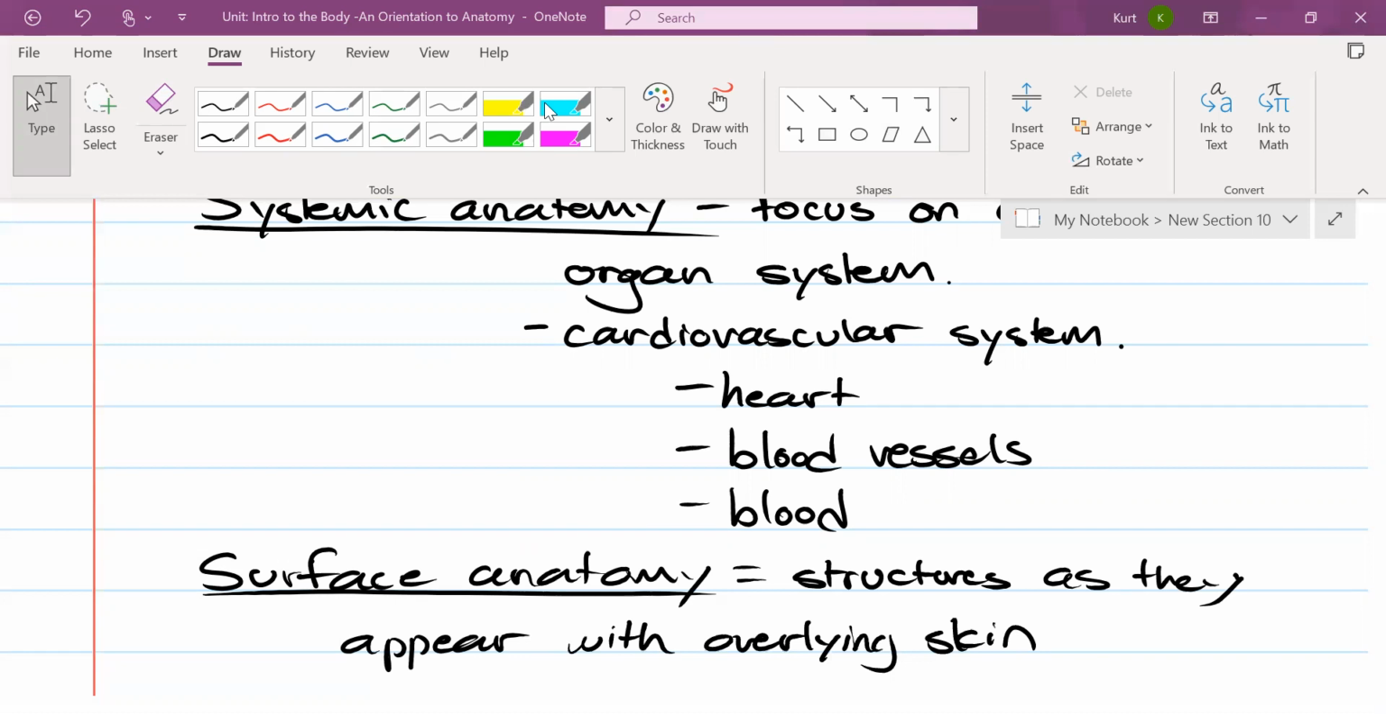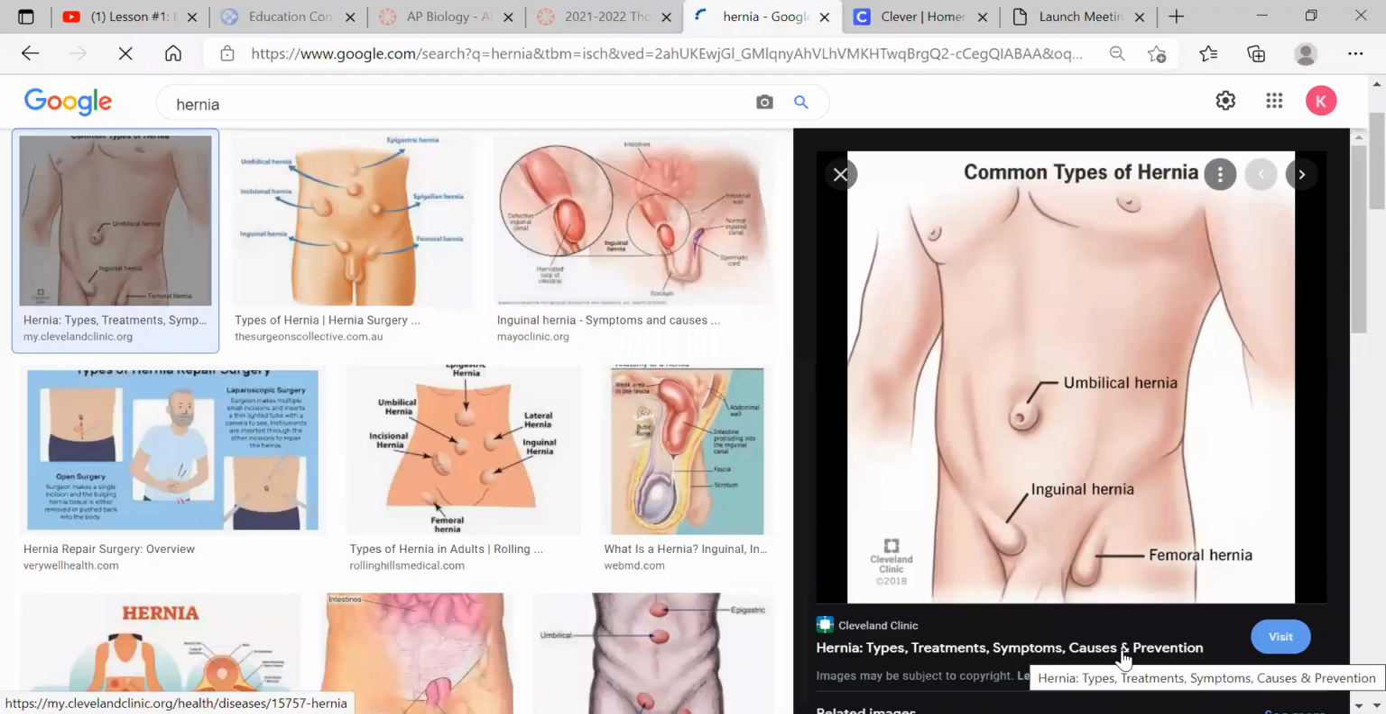It's called a hernia. Let me share the screen so everybody at home can see. There we go. So a hernia is when a piece of your intestine, typically your small intestine, has broken through a cavity wall and is pushing into an area of the body where it shouldn't be. So you can see there's umbilical hernias, there's inguinal hernias, there's femoral hernias, and there's other types. Well, they can happen in various ways.